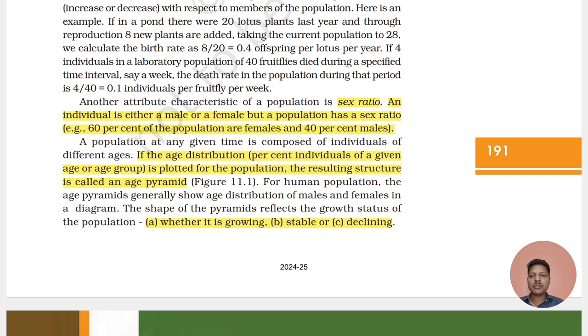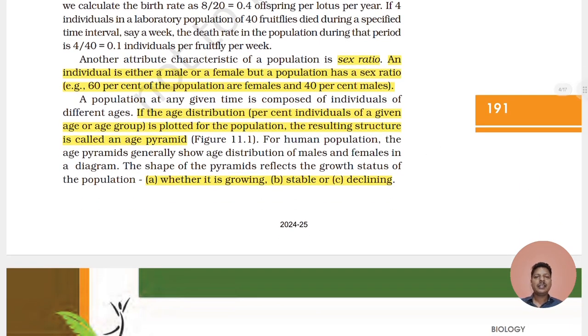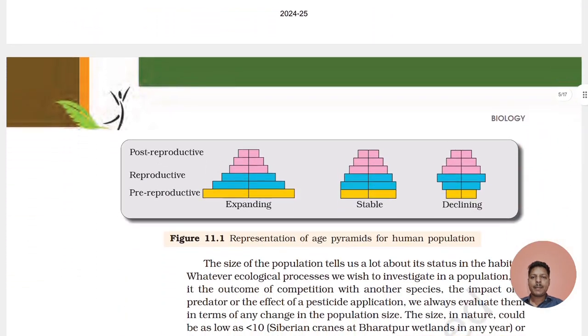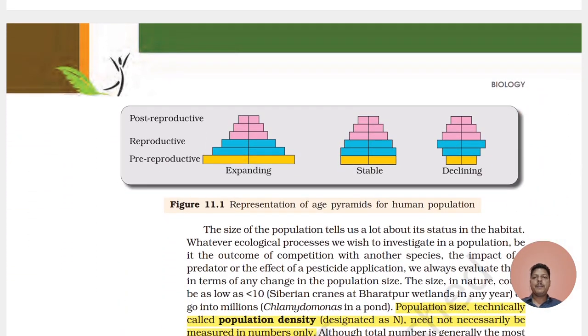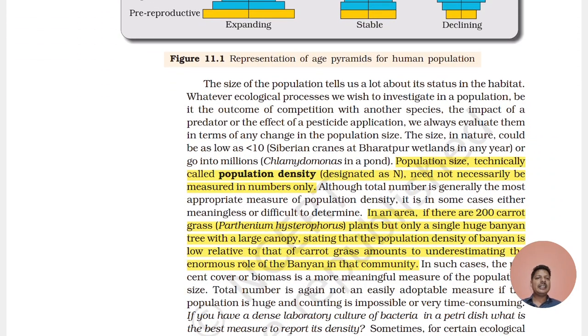Then the age pyramid, also age distribution, that is growing, stable or declining. Here the same diagram is there, you can see. Pre-reproductive age is more, reproductive age comes in the middle, and post-reproductive is declining, then it is called expanding. In stable, pre and reproductive age is likely equal, that is called stable. And declining, that is pre-reproductive age is very low, reproductive age normally medium, and then post-reproductive age is also low, that is called declining.